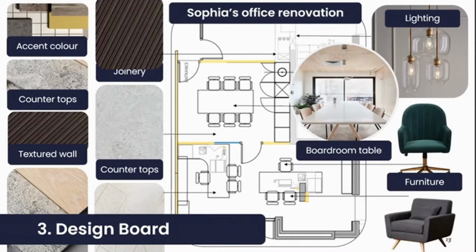So as you can see on the left-hand corner, I've added my accent color, my tabletops, my textures that I'm going to include on my wall. I've also included some of the textures that I'm going to put on my joinery. On the right-hand side, I've included images of lighting and furniture elements that I want to use in the space. Again, this is a rough idea of the concept of color, finishes, and furniture that I want to use. It's not an exact detail of the exact specific furniture item I'm going to use. So I haven't included codes, I've just included images.